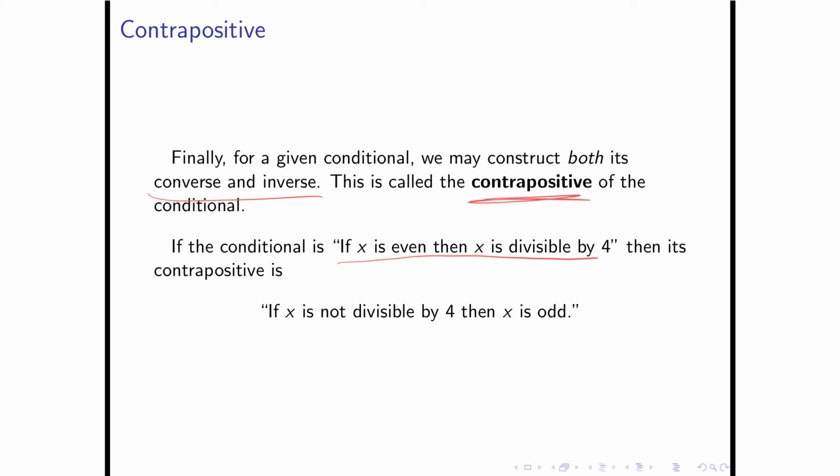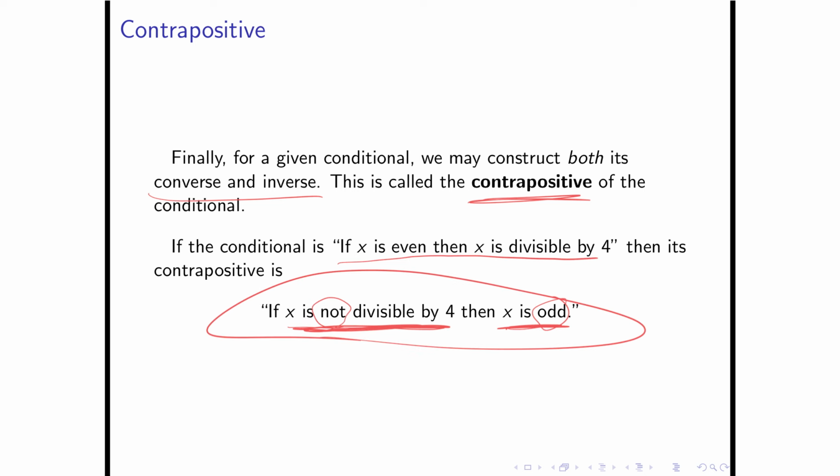And so we put x is divisible by 4 over here because it's the converse, but we also negate it, so you get x is not divisible by 4. We put x is even over here, but then we negate it, and so we get that x is odd over here. This is the contrapositive.